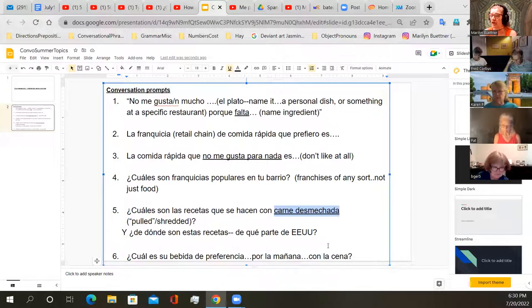Carne desmechada. ¿Y de dónde son? Where are these recipes from? Because they might be kind of particular to a certain part of Estados Unidos, okay? ¿De dónde son estas recetas? Where are these from originally? ¿De qué parte de Estados Unidos?